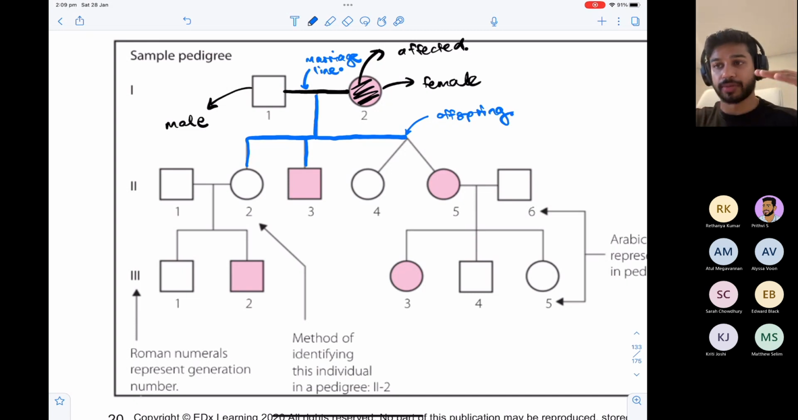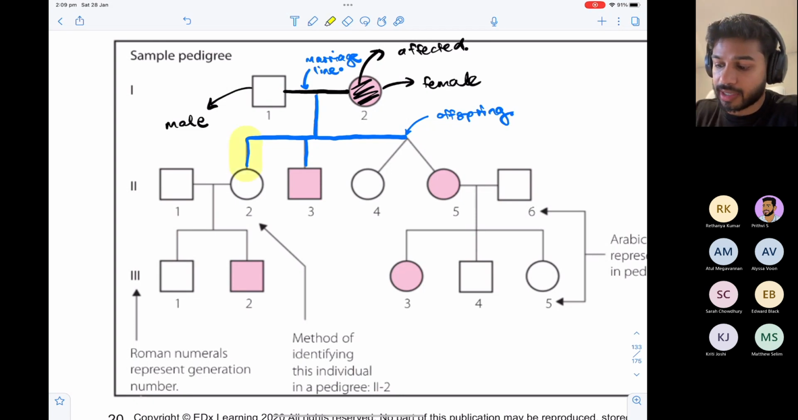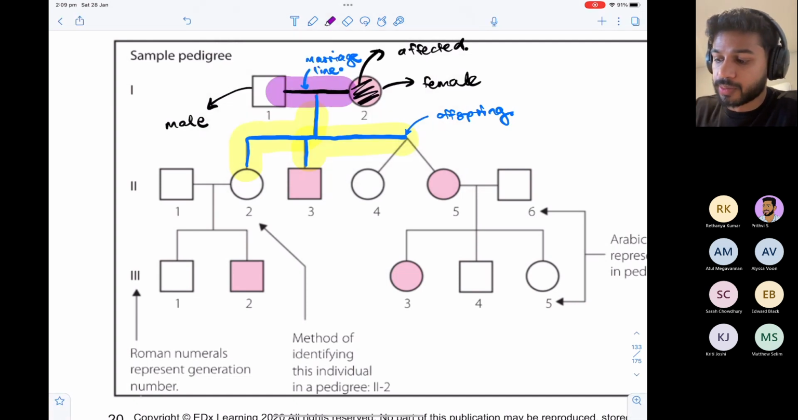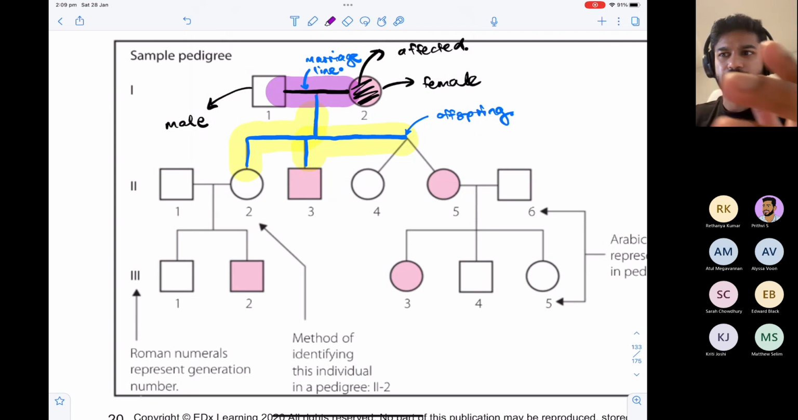So a horizontal line between two individuals always represents a marriage line. Okay, and a line down from that horizontal line represents all the possible offspring. So in yellow, I highlight again, these are all the offspring from the marriage line, which I'll highlight in purple. Okay, that's quite literally it. That's all you need to understand about pedigrees.